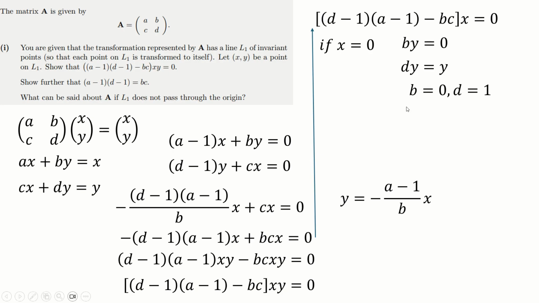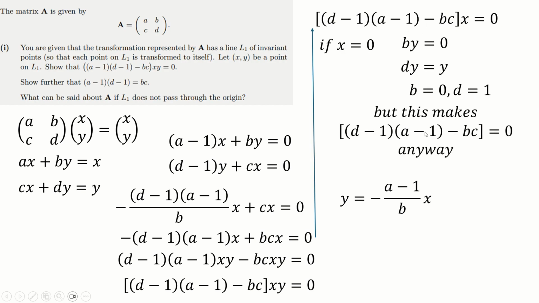But okay, if d is 0 and if b is 0 and d is 1, if you look up here, that term makes 0, this whole thing makes 0, and this whole thing is 0 anyway. And so either, back on this line, this bracket is 0, which leads straight to this, or x is 0, which leads to this anyway. So we'll say that this is definitely true.